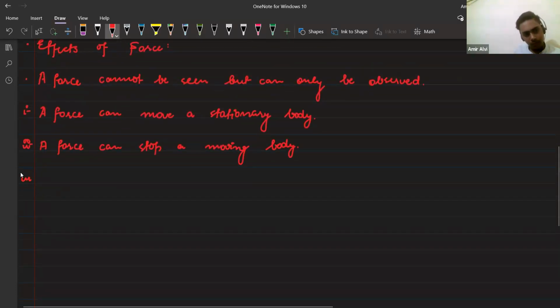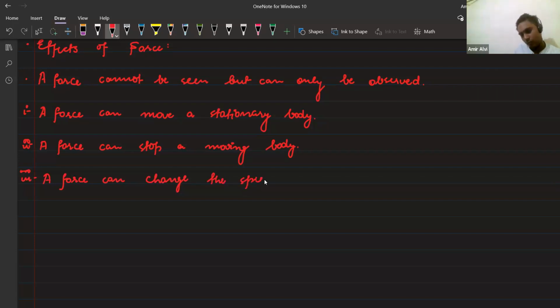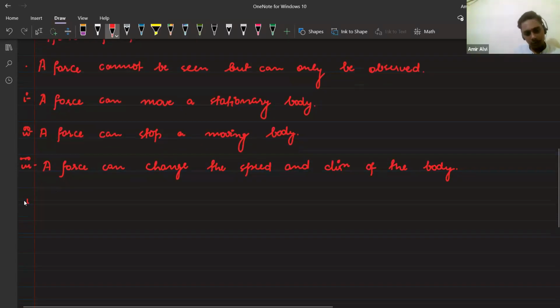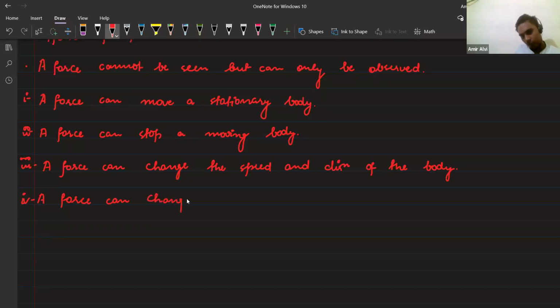Third is, a force can change the... And the last one is, a force can change the shape of the body, the shape of the object.